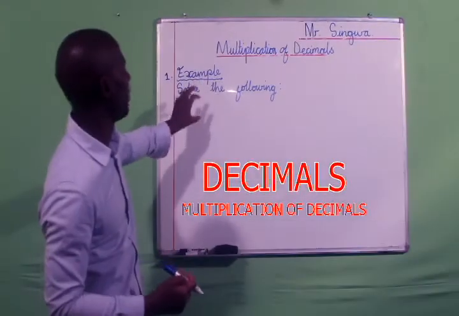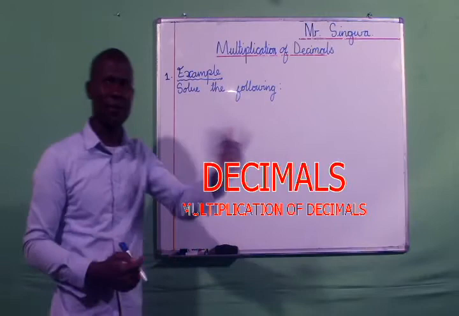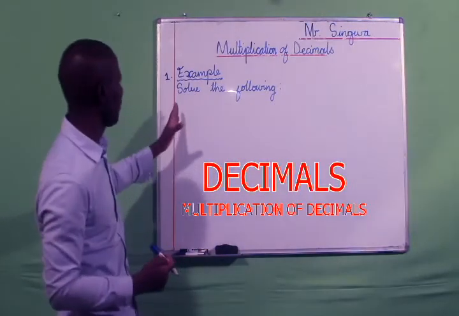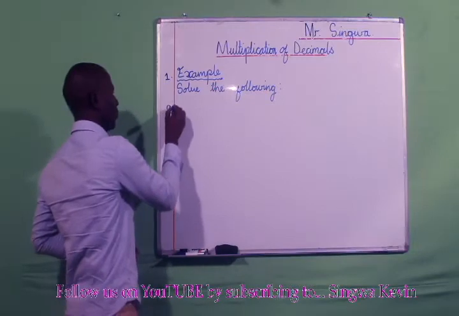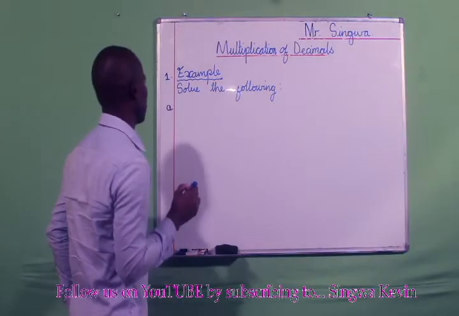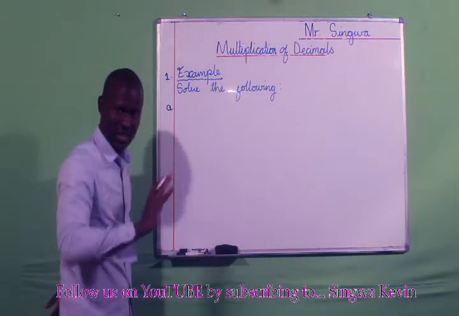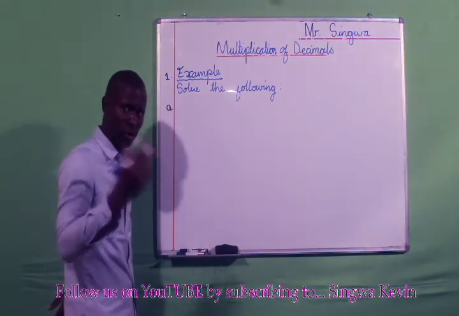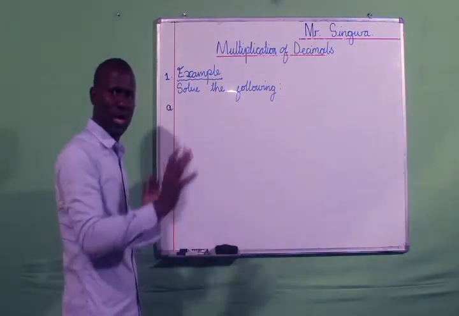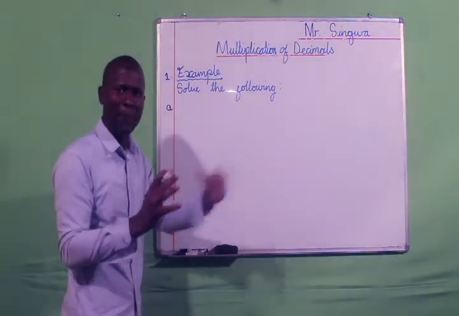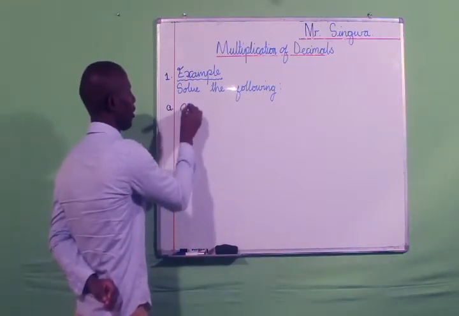We are now dealing with the multiplication. We are going to start with example number 1. Example number 1, we are going to say, solve the following. A. I'll have A here, and then I'll get the figures. This is how we ask. This is how we write. It's up to you now to listen and also be able to look at which rule applies to the multiplication part.